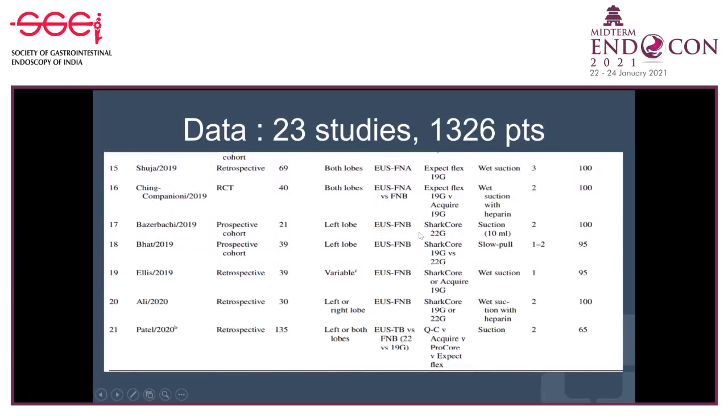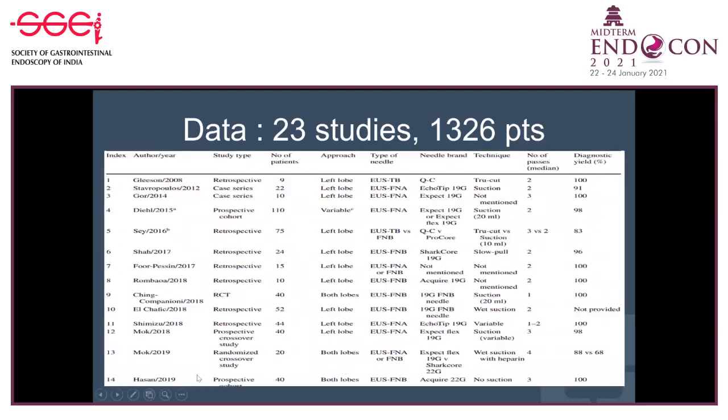However, there were some which used 22 gauge, published by Bazarbashi from Mass General, again, 100% diagnostic yield, and another study using 22 gauge SharkCore, which showed highly impressive results, by the Orlando group, Hassan, where they used 22 gauge FNB. They biopsied both lobes except for 2 patients. They used no suction technique, made 3 passes with a wet suction, and the diagnostic yield for them was 100%.